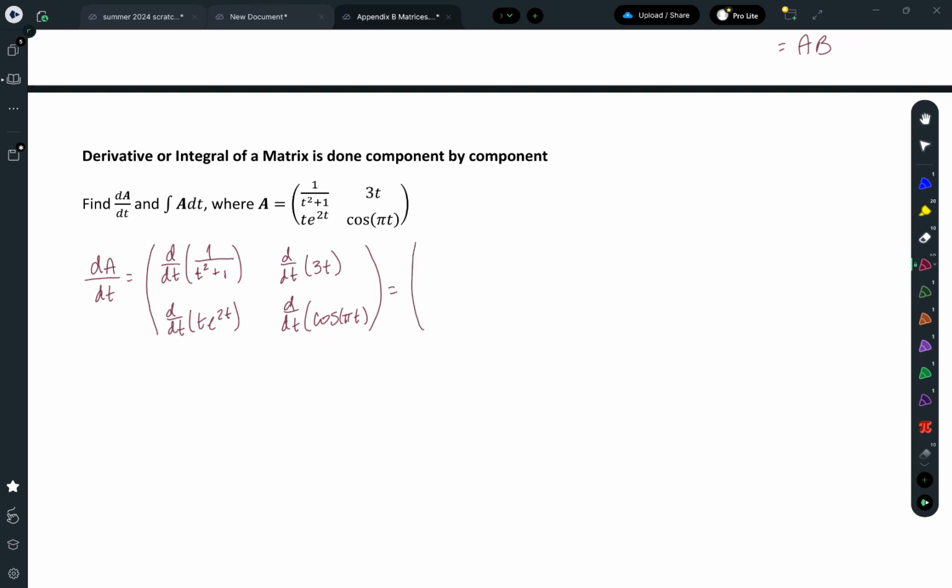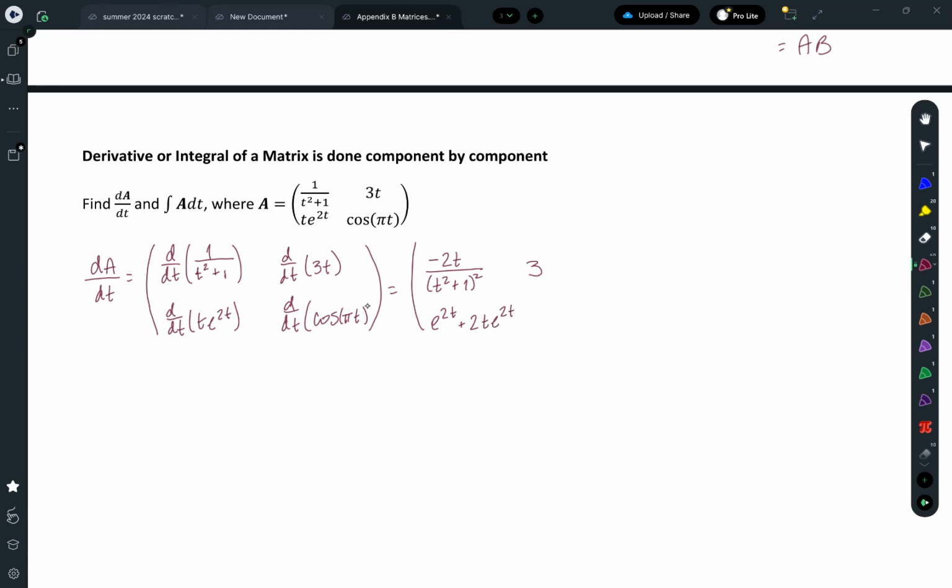I'm not going to focus so much on how to take a derivative because this section is about matrices, and the derivatives hopefully are old hat. Just verbalizing it, I would rewrite the 1 over t squared plus 1 as t squared plus 1 raised to the minus 1, and then use a power rule and the chain rule on there to get a negative 2t over t squared plus 1 quantity squared. Derivative of 3t is just 3. The derivative of t e to the 2t requires a product rule, and it'll give us e to the 2t plus 2t e to the 2t.